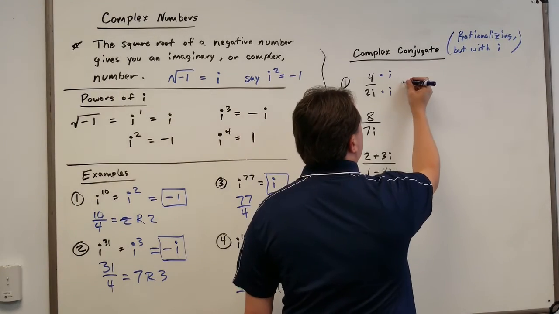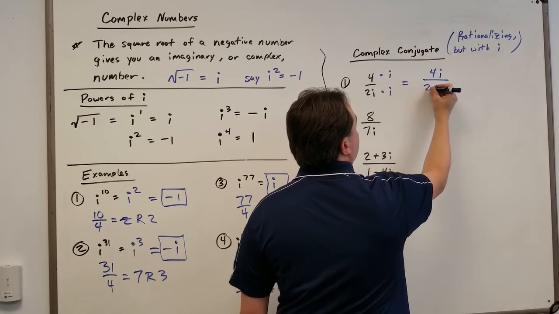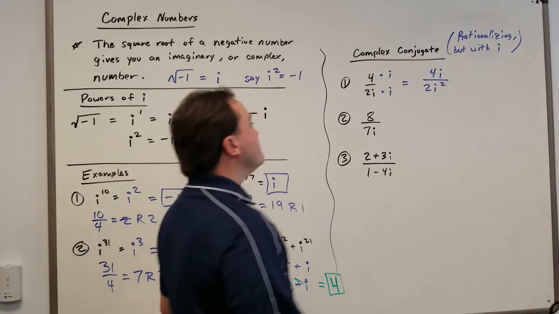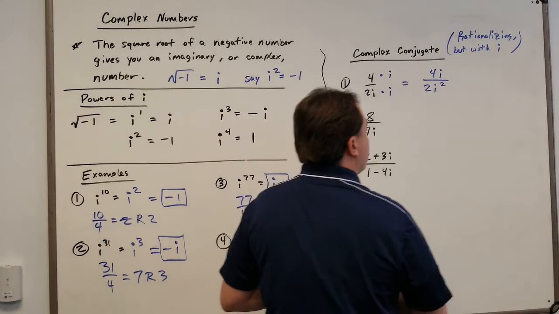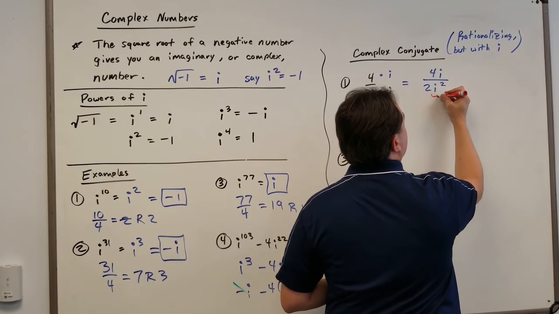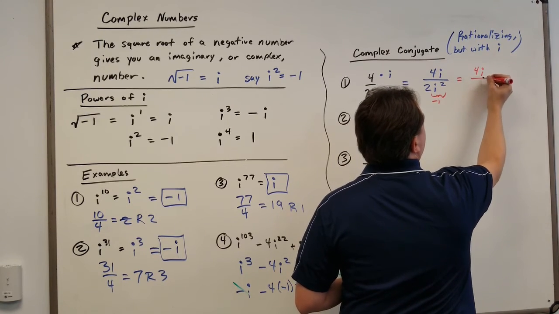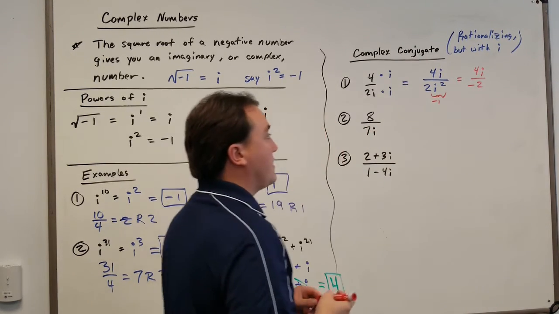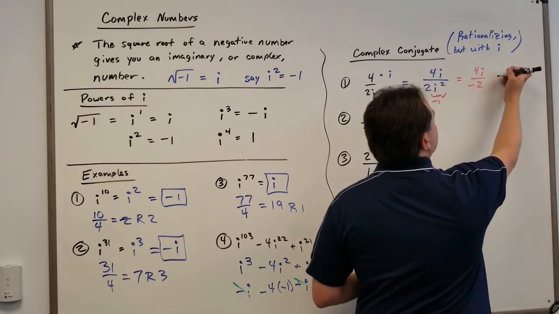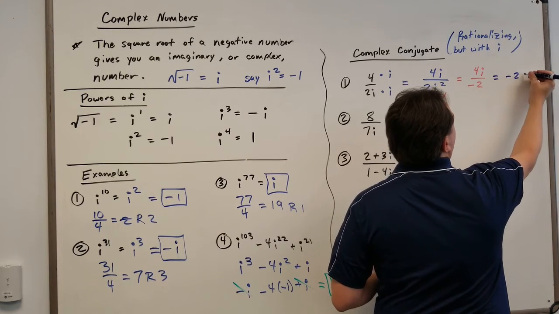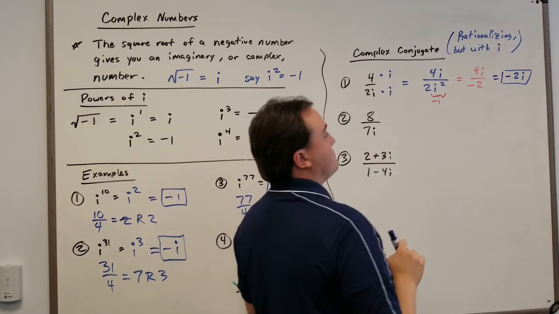We get 4I divided by 2I squared. So remember this is negative 1. So we have 4i divided by negative 2, and that divides perfectly, so our answer is negative 2i. If we divide 4 divided by negative 2 is negative 2. Leave the I.